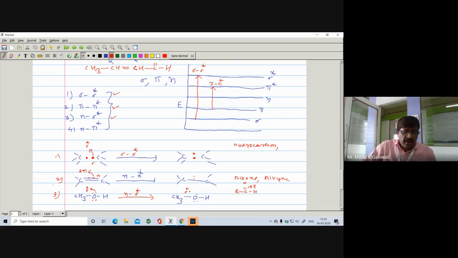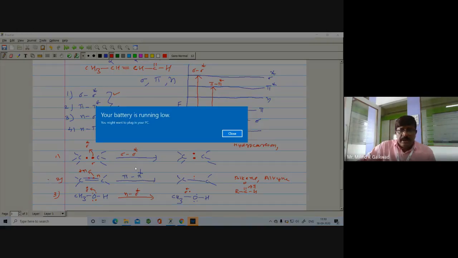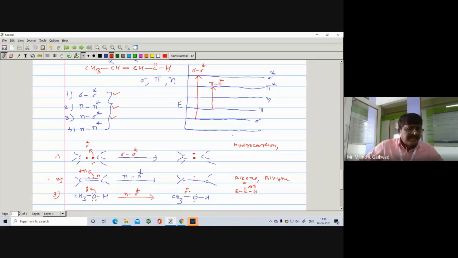From the organic point of view, the second is important, right? That is the pi to pi star.